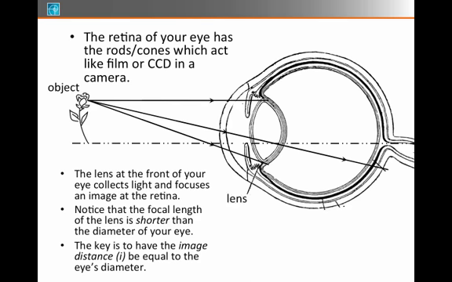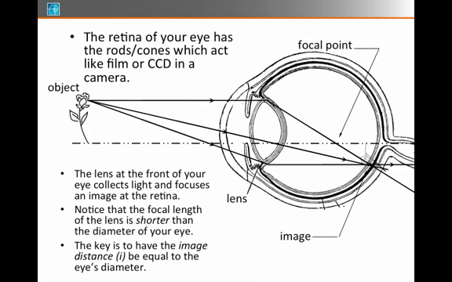So here's your lens at the front of the eye, and it's trying to create a point of focus, and that creates an image. It's a real image again, just like in the case of the camera, and it's inverted, just like in the case of the camera. There's a focal point to your lens, and it's going to always be a little shorter than the actual eye itself.